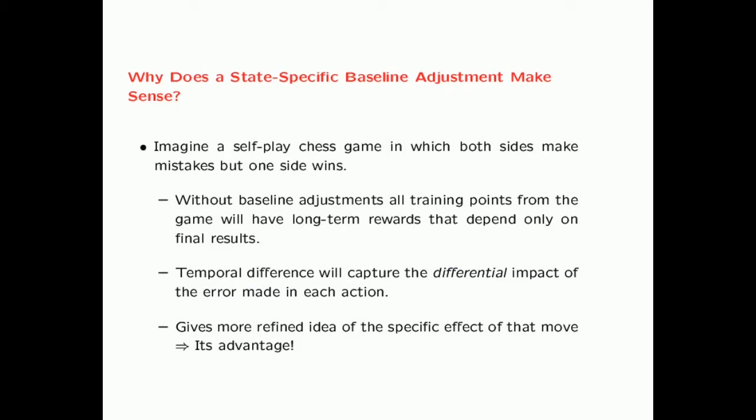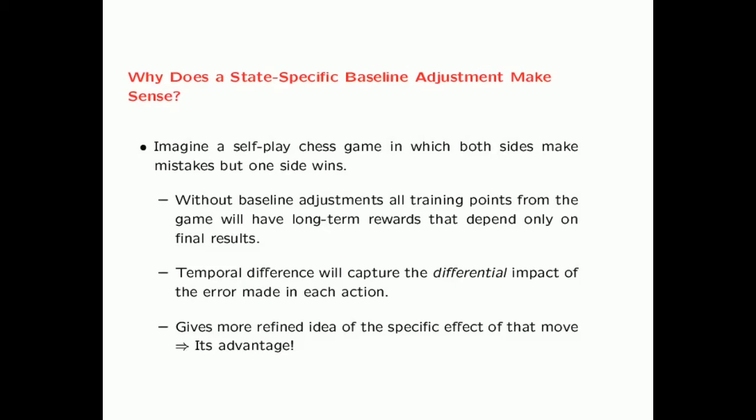So imagine that you have a self-play chess game in which both sides make mistakes. So let's say that you have two agents, Alice and Bob. Both Alice and Bob make mistakes, but Alice makes minor mistakes and Bob makes serious mistakes. So in the end, Alice wins. Now let's say that you use this Monte Carlo simulation to update the neural network, and you can use the training data for both agents, and for each agent you update from the perspective of the agent. So from the perspective of Alice, the long term reward will be a win, and from the perspective of Bob, the long term reward will be a loss.